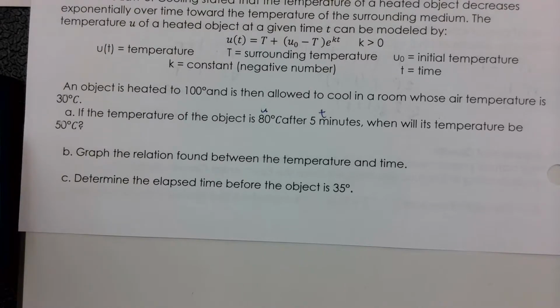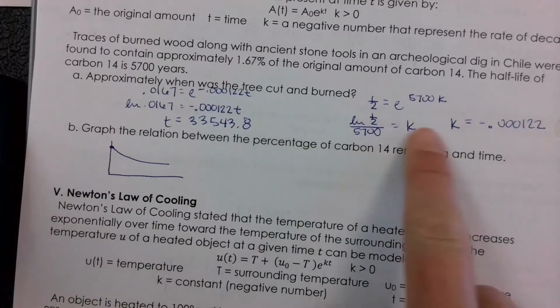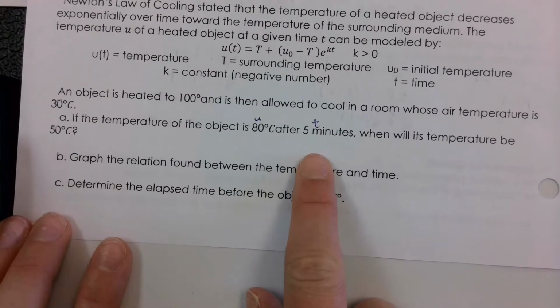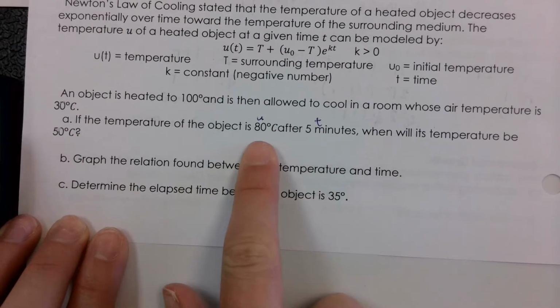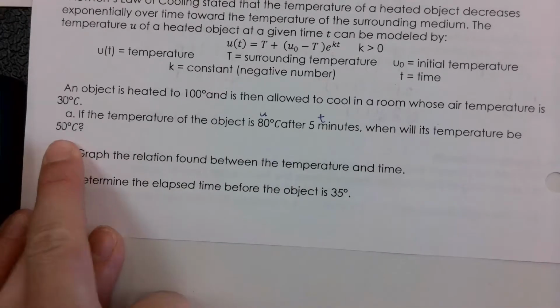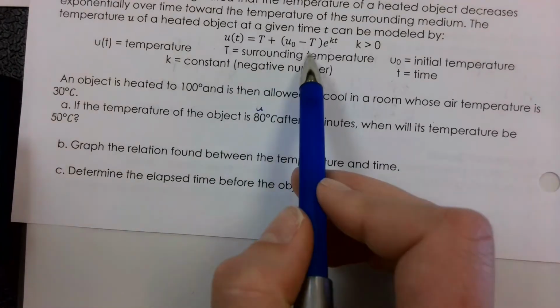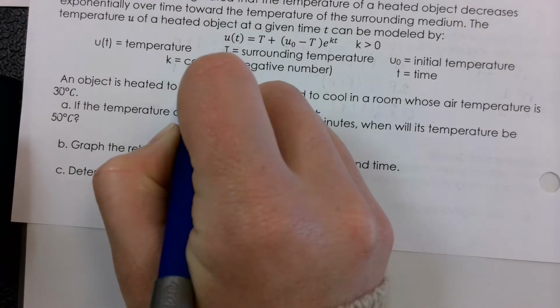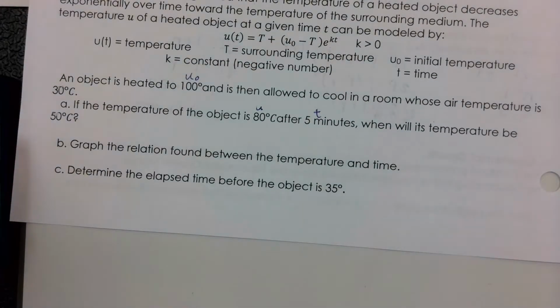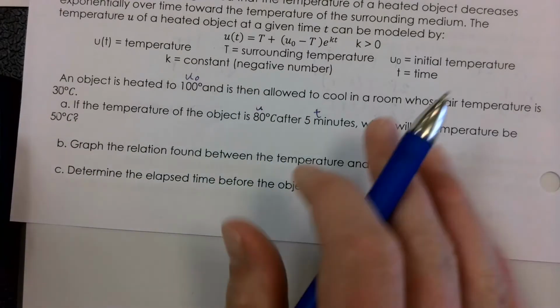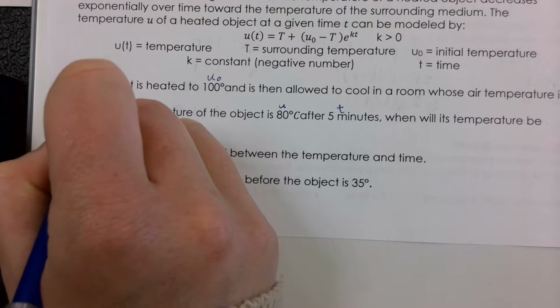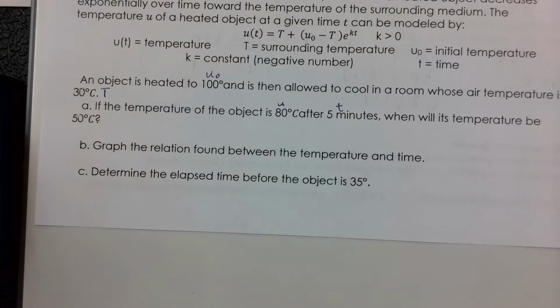So again, kind of like we did with the half-life where we had to figure out that k, that's what you're going to have to do here as well. They're telling you that it takes 5 minutes to cool to this temperature. So how long would it take to cool to this temperature? We're going to plug all that stuff in. They gave you that it's heated to 100 degrees, so that's your U sub 0 that you start with every time. In a room whose air temperature is 30, so that's your surrounding temperature, your capital T, is that 30? And I think that's everything we need to start solving here.